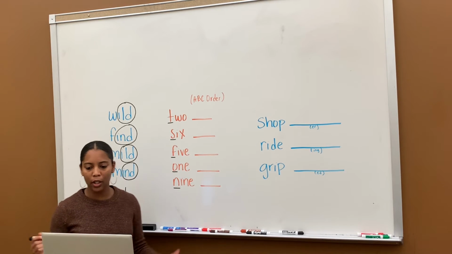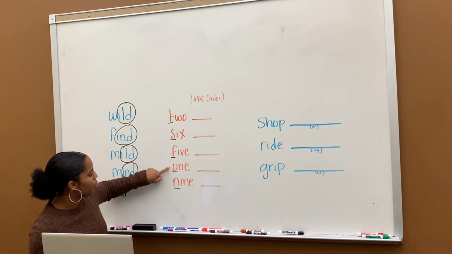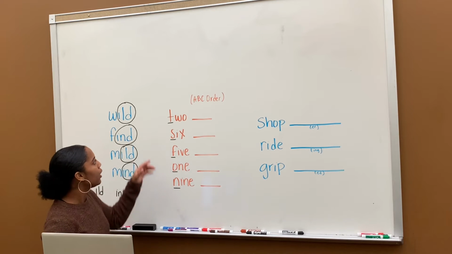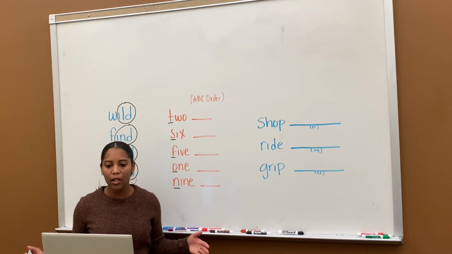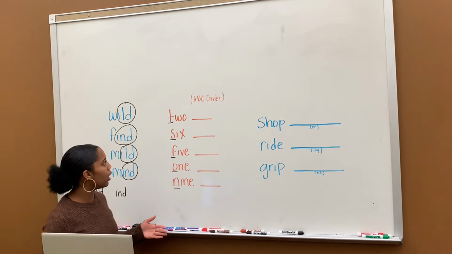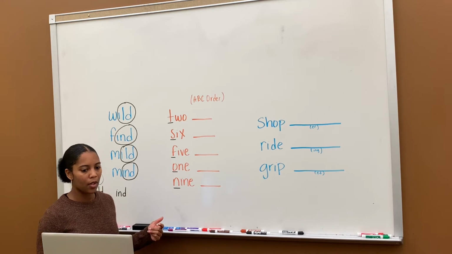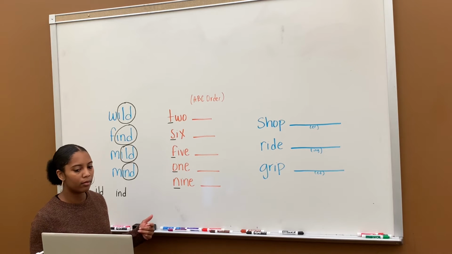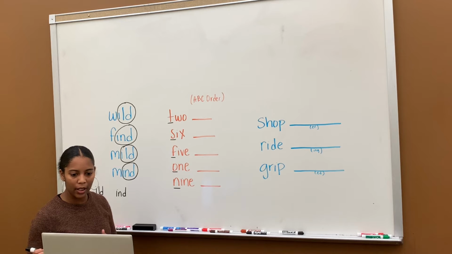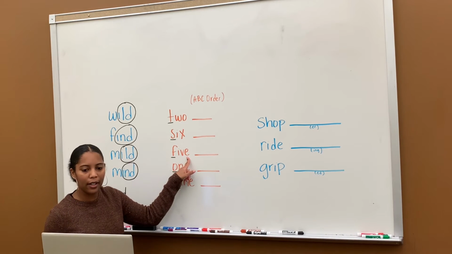So we're going to go ahead and put these words, which are number words. So we have 2, 6, 5, 1, and 9. We're going to put them in order of the alphabet. So let's go ahead and start with A. Do any of our words begin with the letter A? No? What about B? C, D, E, but there's an E right here.